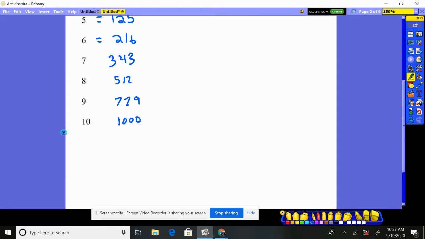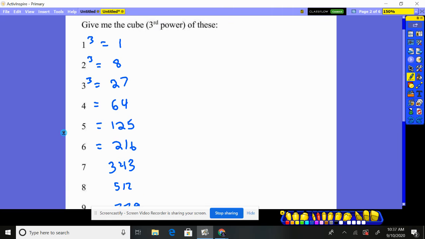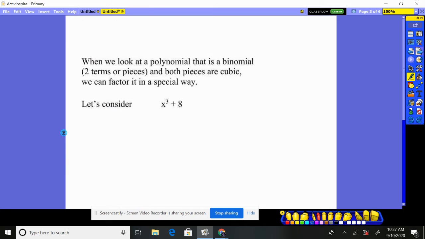Okay, you get all these numbers. I don't expect you to really know those. You should have an idea of 1 through 5. You should recognize those a little bit. So when we look at a polynomial that's a binomial, that means 2 terms, and both pieces are cubic, we can factor it in a special way.